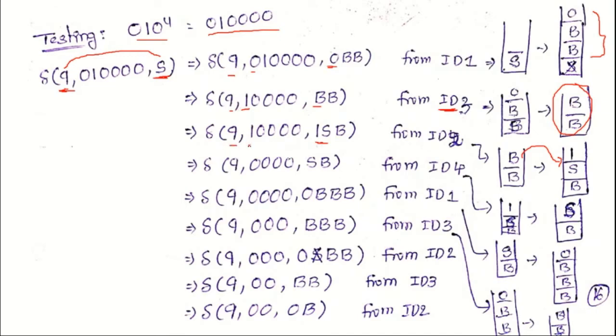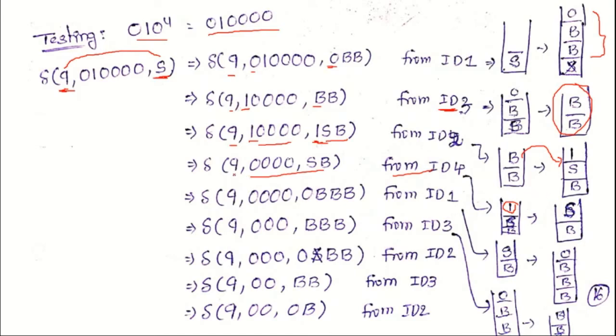Next, the current state is Q, the input is 1, and the top of the stack is also 1. That means Q comma 1 comma 1. From ID4 we can perform the pop operation. After performing the pop operation, the remaining input is 4 zeros and the remaining stack contains S, B. Initially it contained 1, S, B. Now we are popping the top of the stack, so 1 will be popped from the stack, and the remaining is S and B.